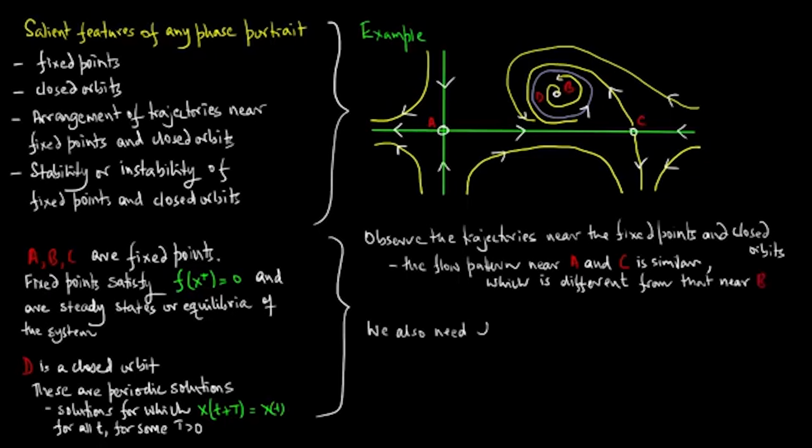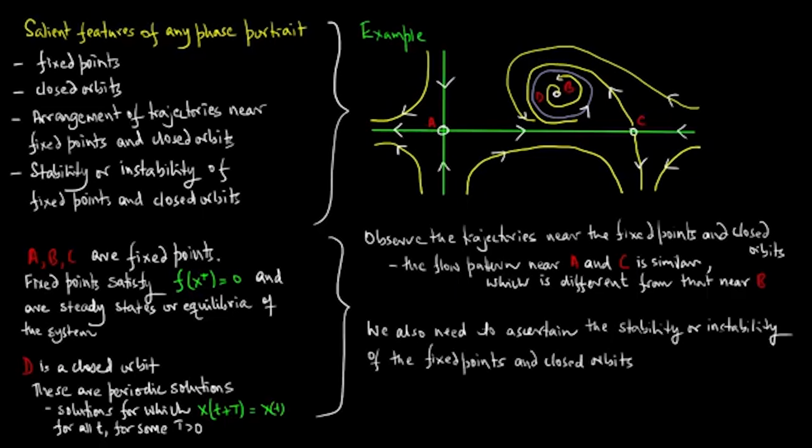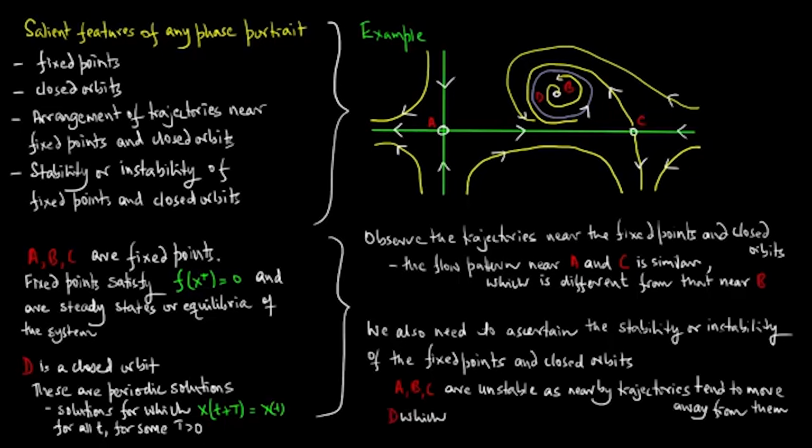We also need to ascertain the stability or instability of the fixed points and the closed orbits. A, B and C are unstable as nearby trajectories tend to move away from them, and D, which is a closed orbit, is stable. So we look at an example. Consider the system x dot is equal to x plus e to the minus y and y dot is equal to minus y.